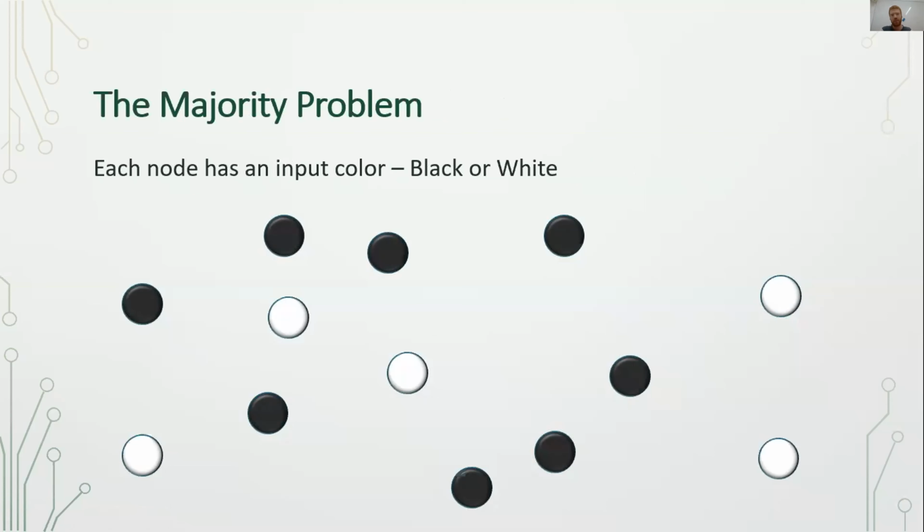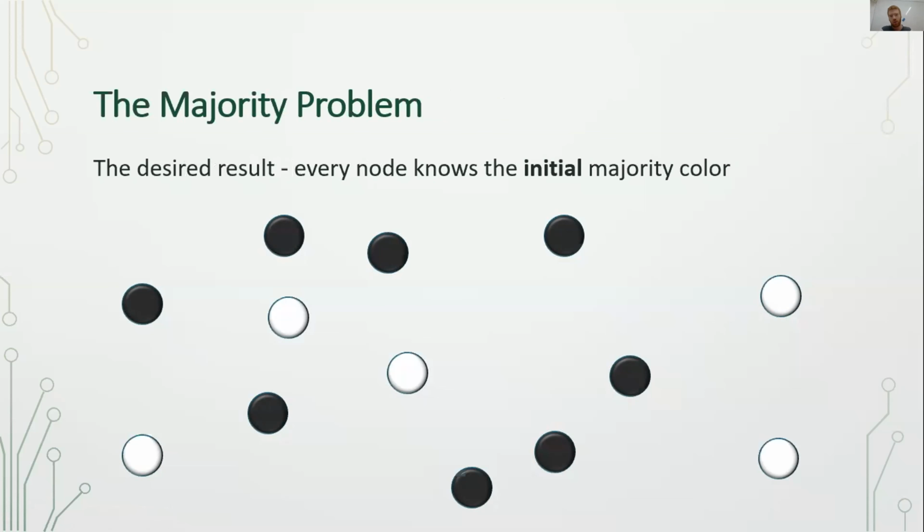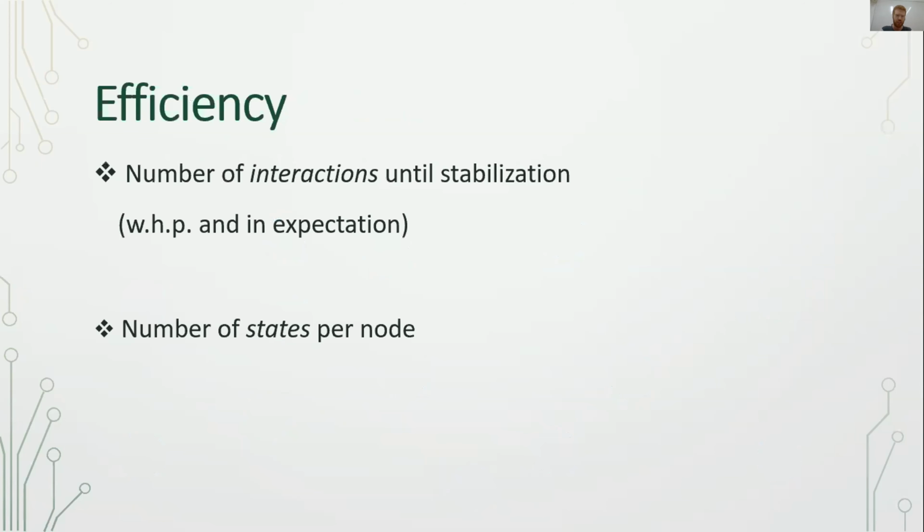In the majority problem, each node has an initial color, which is black or white, and we want all the nodes to know what was the initial majority color. So in this example, we want all the nodes to report black as that was the initial majority color. Efficiency here is measured by the number of interactions until stabilization, which means until all the nodes know what was the majority initial color. This can be bounded, of course, only with high probability and in expectation, since on each round the two nodes are selected randomly. And also we want a small number of states per node. Typically we want a polylogarithmic number of states per node.